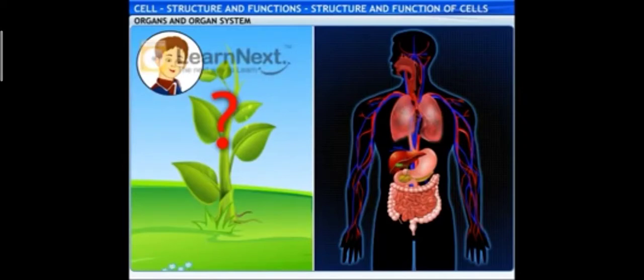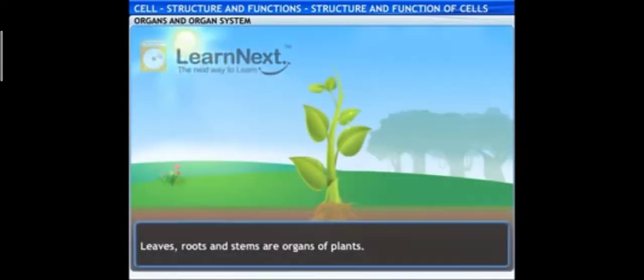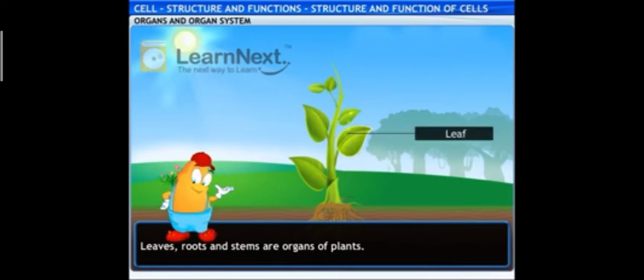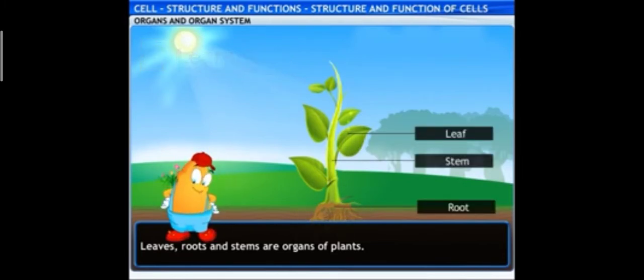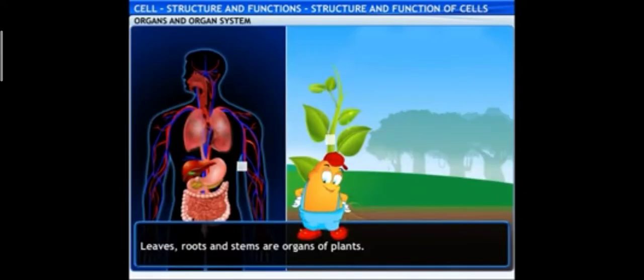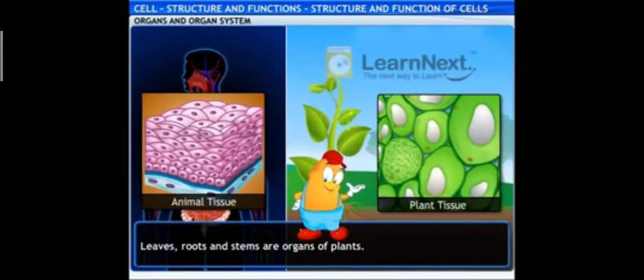Plants. What organs do they have? Yes, leaves, roots, and stems are organs of plants. Like animal tissues, these are also made of tiny units of cells.